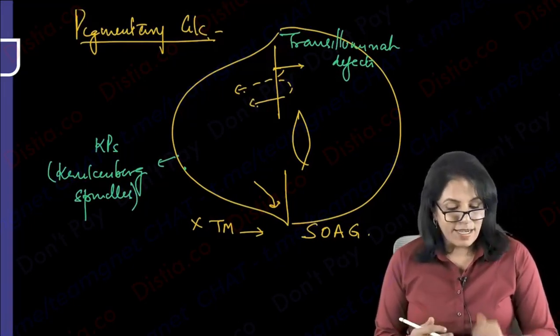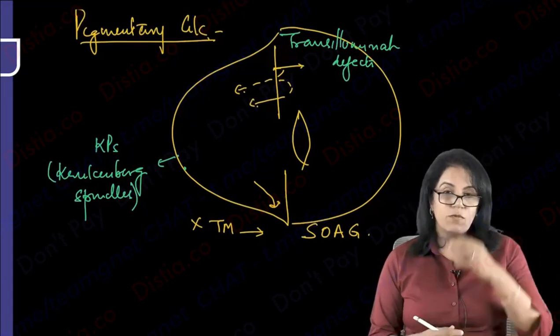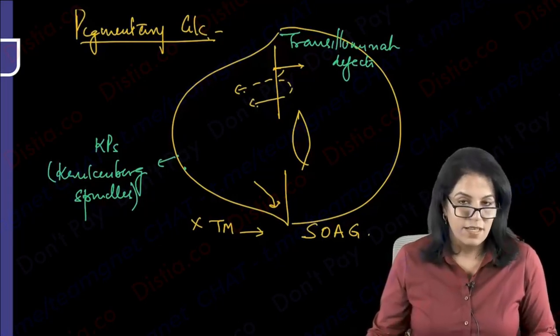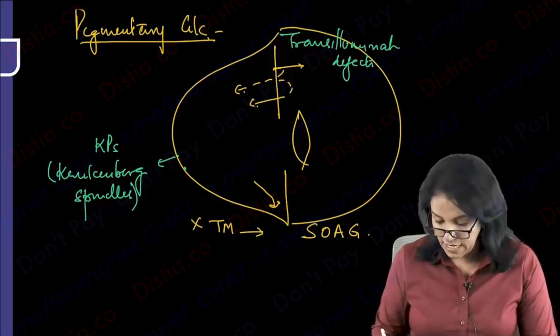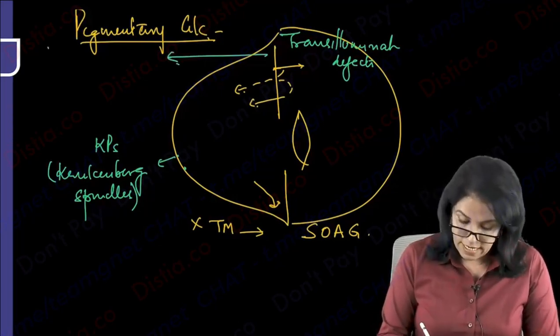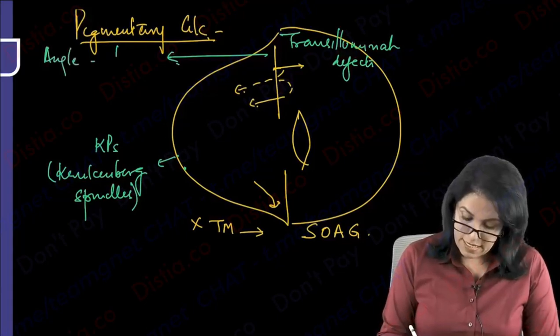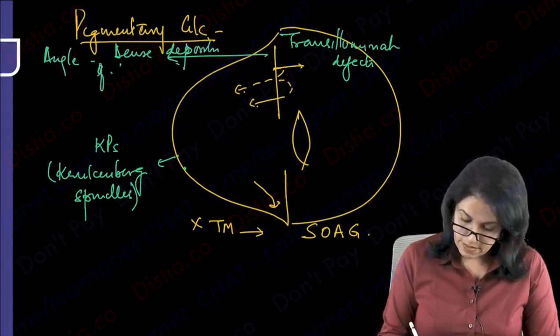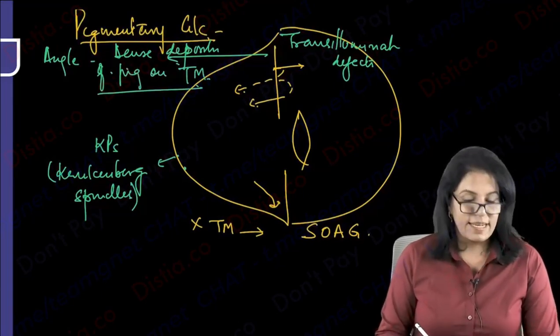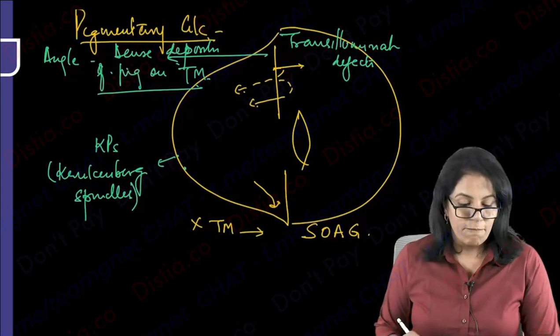Okay. What else can you see? When I am going to see the gonioscopy, I will see pigment deposition there in the trabecular meshwork. A dense deposit of pigment in the angle. So I can just mark here as angle, please label it. In the angle, there can be dense deposition of pigment on the trabecular meshwork, right?